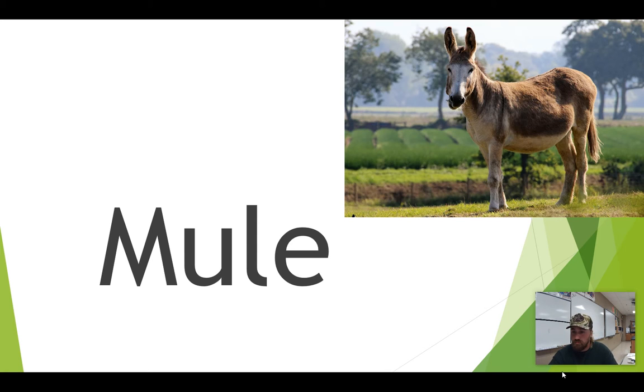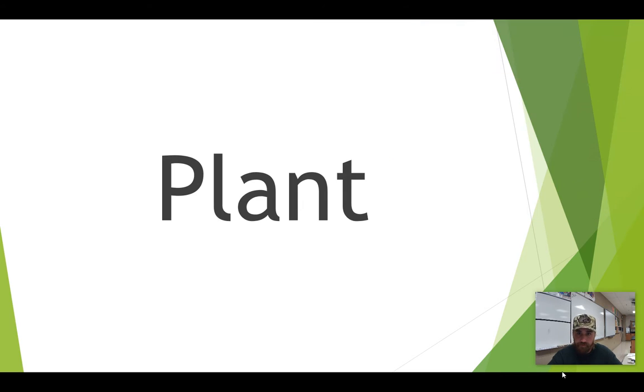A mule. A mule, is it alive? A mule, guys, for you guys that don't know, is a donkey and a horse crossbreed. A plant. You guys know I don't have any plants in my room. I killed it. Okay, but a live plant. Okay, so look at your window. If there's any live plants out there, is it alive?